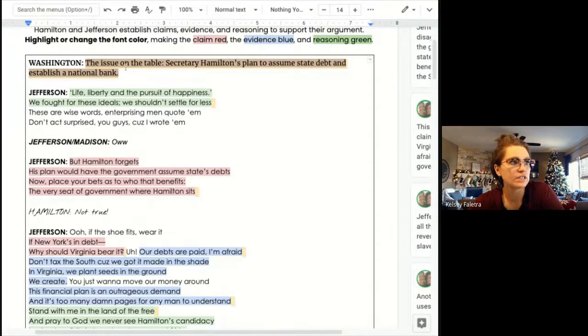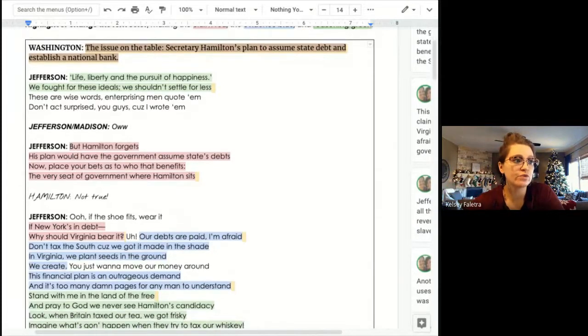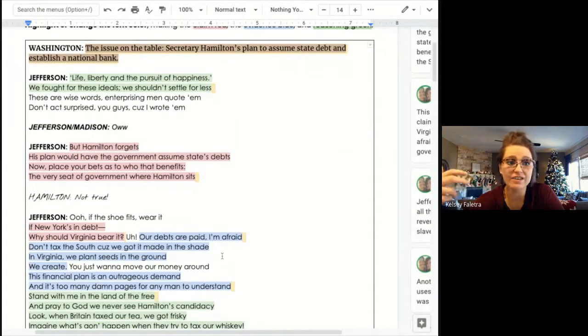And Jefferson's claim, his response to this issue, his position that he's developing, is that Hamilton forgets that his plan would actually have the government assume debt rather than eliminate it. And that would benefit the Treasury Department, but it would not benefit any other department. It would not benefit the people. That's the crux of his argument. And he proves it with the fact that the South doesn't have any debts because they use slave labor, and that they are basically living in luxury. So why should they assume debt from another part of the country?